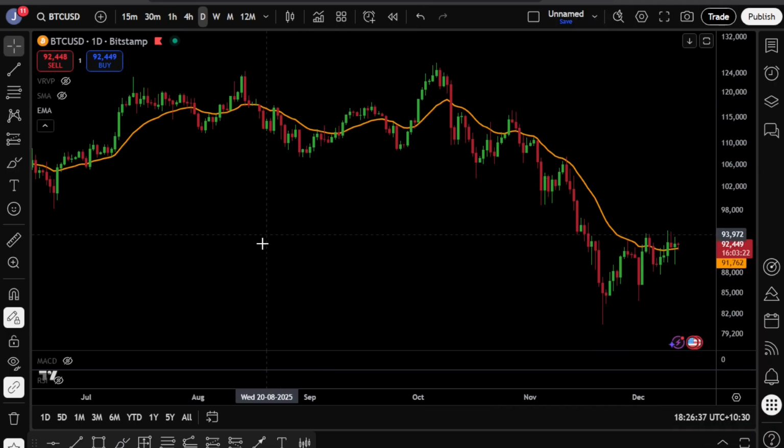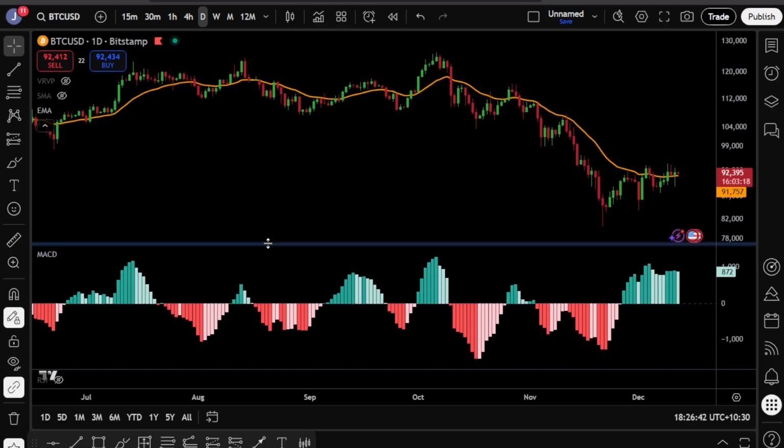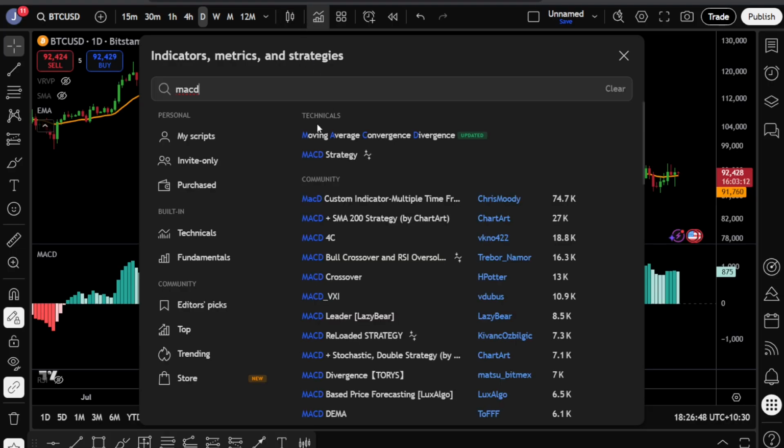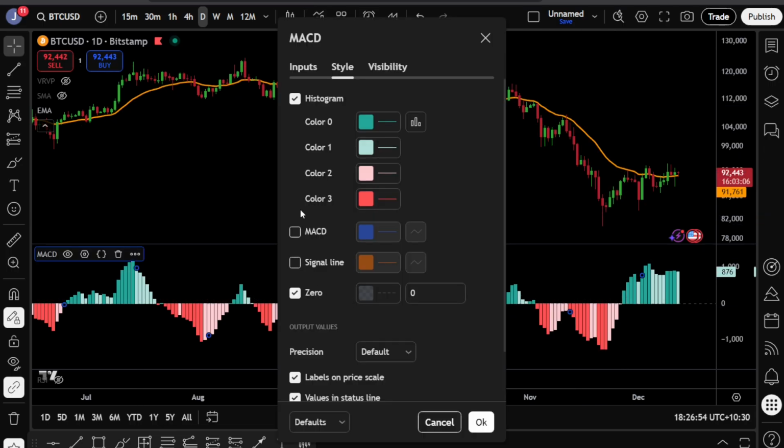The next indicator I want to focus on is known as the MACD. You can easily add the MACD to your chart. As I showed you before, come to the indicators, type in MACD. Here we have the moving average convergence divergence. You will want to double click on the MACD, and you will want to change some specific settings.